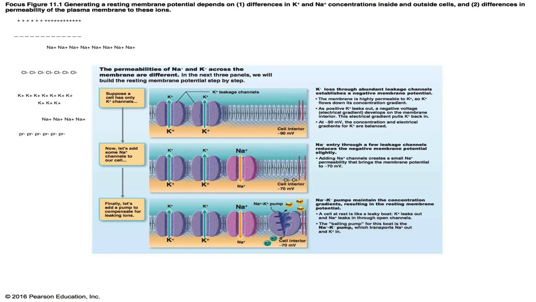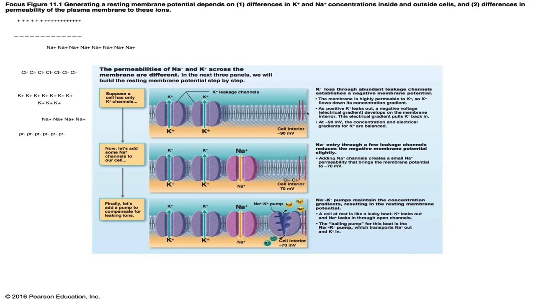So what I'm going to do is try to summarize what we learned over the last few slides with this picture. Again, this is a plasma membrane, with this side facing the outside of the cell and this side facing the inside of the cell. Over here, we have these leakage channels for potassium. And remember what we learned: there are a lot more leakage channels for potassium than there are for sodium, which you see over here. Something they didn't tell you is that we also have leakage channels for chloride ions.